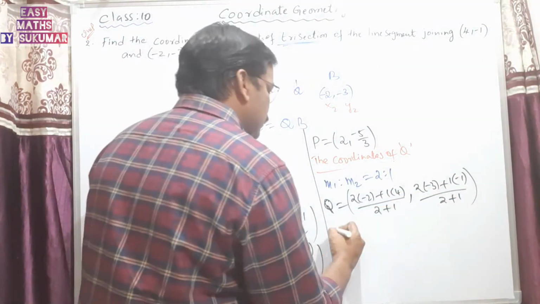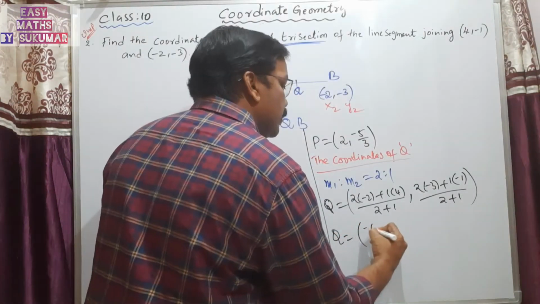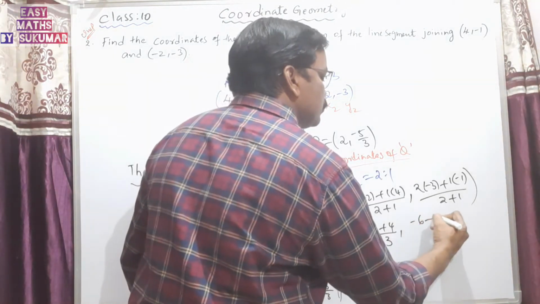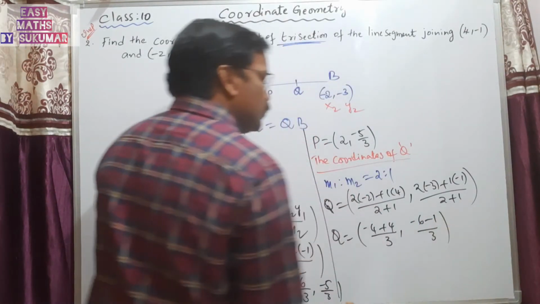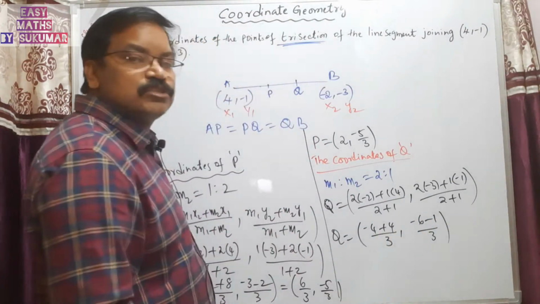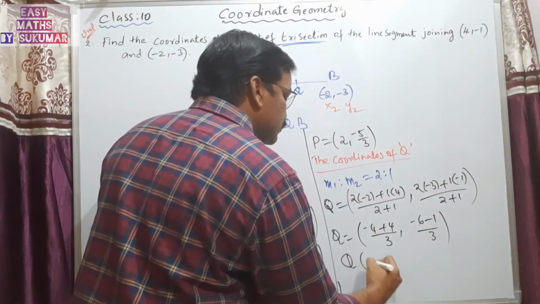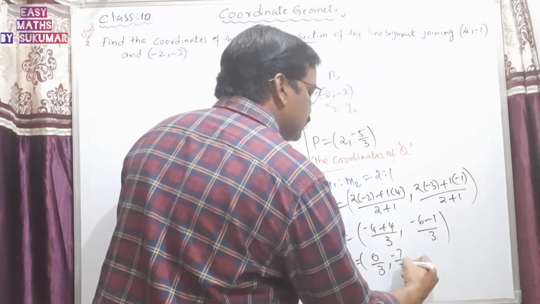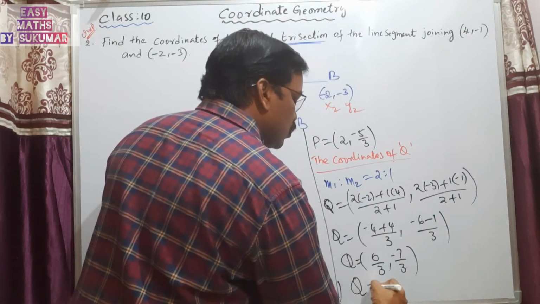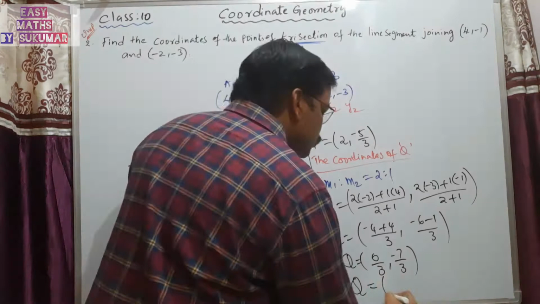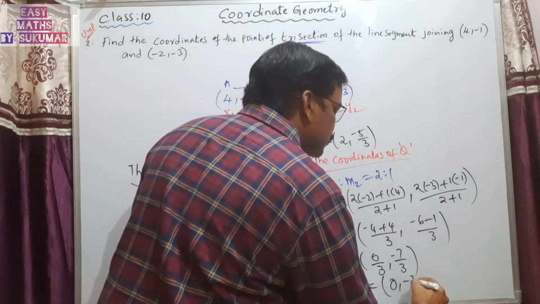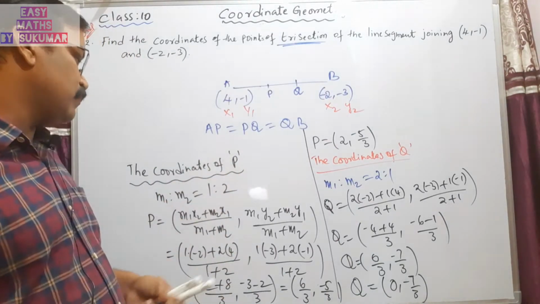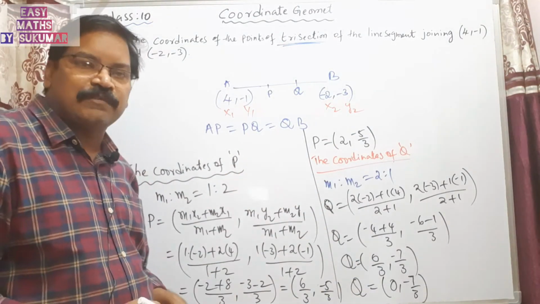Let us simplify here. This Q is equal to minus 4 plus 4 by 3, comma, minus 6 minus 1 by 3. So minus 4 plus 4 is 0, so 0 by 3, comma, minus 6 minus 1 is minus 7 by 3. Therefore, the coordinates of Q are 0, comma, minus 7 by 3. And the coordinates of P are what? 2 comma minus 5 by 3.